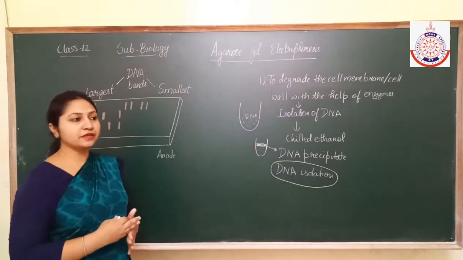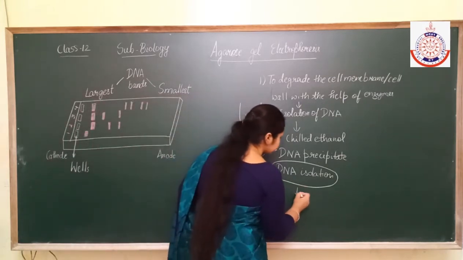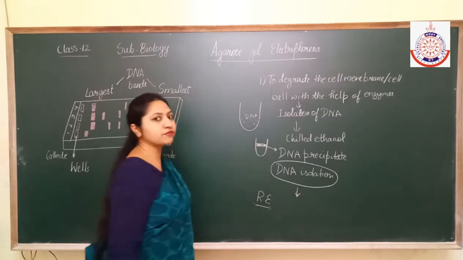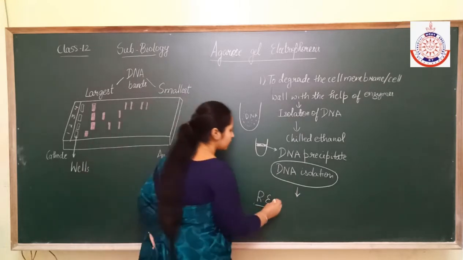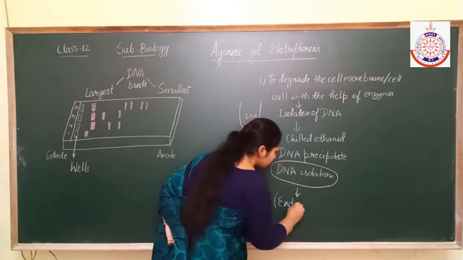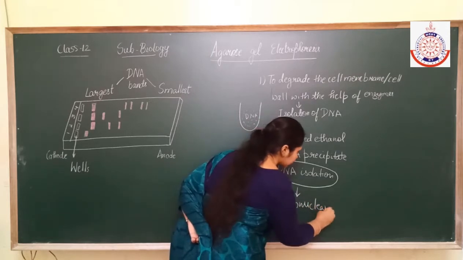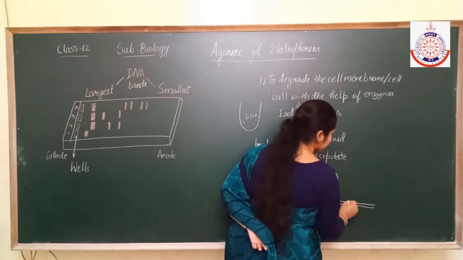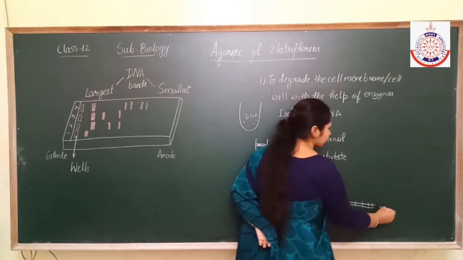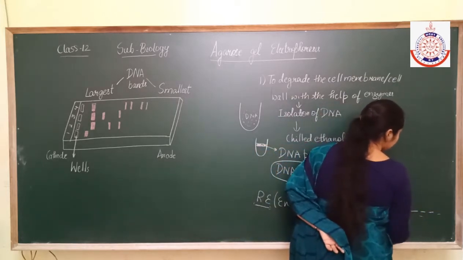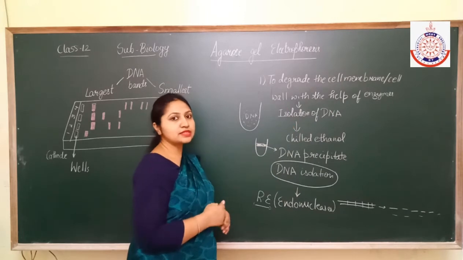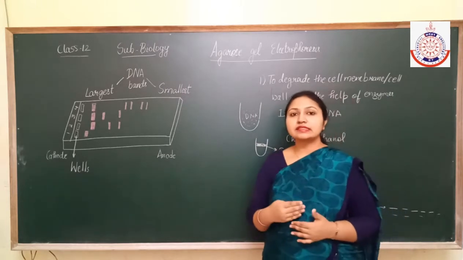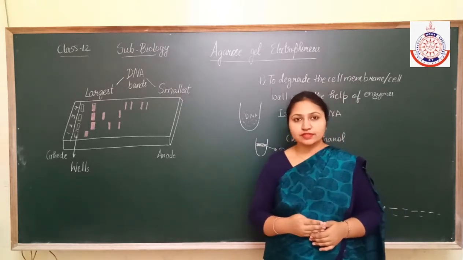Now what is the next step here? The next step is the action of restriction enzymes, of the category endonucleases. This DNA will be cut into fragments. So how will these DNA fragments be separated from each other? That is done by the process of electrophoresis.